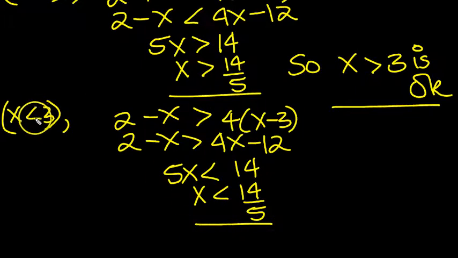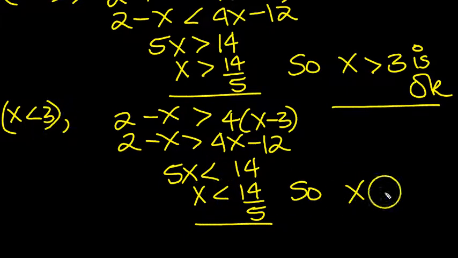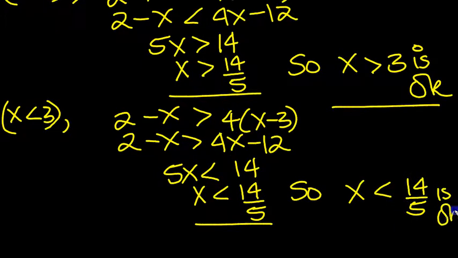So x is less than 3. In that segment we're considering, we've found out that in that region this inequality holds. So this sits inside this one, doesn't it? So we can see now that for this segment of the line, this section is okay. X is less than 14 over 5, which is 2.8, is okay.